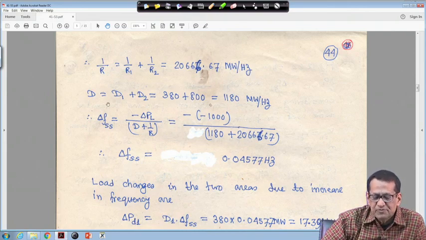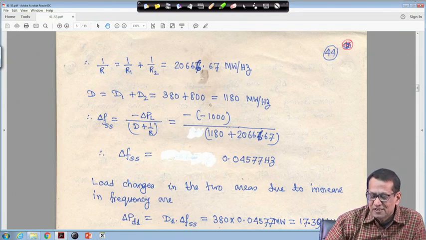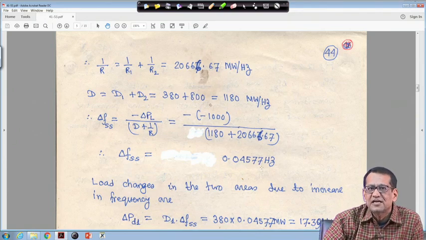Therefore, D is equal to D1 plus D2, so it will be 380 plus 800, 1180 megawatt per hertz. So, delta F SS is minus delta PL upon D plus 1/R. So, for the 1000 megawatt load loss, it is minus of minus 1000, because an increase will take a positive sign and a decrease will take a negative sign. So, if you make total D this much and 1/R this much, delta F SS is 0.04577 hertz, right.